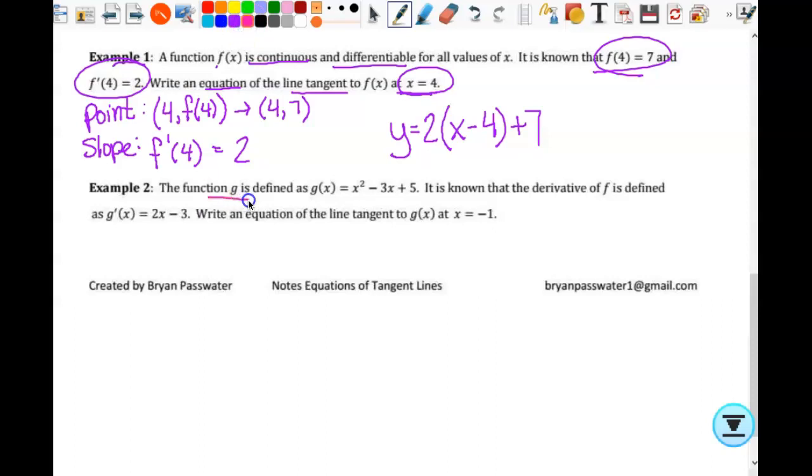So the function g is defined as this right here. And it's known that the derivative of f is defined, this really should say the derivative of g, not of f, as g prime, this right here. We want to write an equation of the line tangent to g at x equals -1. Right? And I know that you have these words down there, but we're just going to pretend like they're not there. And you can kind of write around them or whatever you need to do.